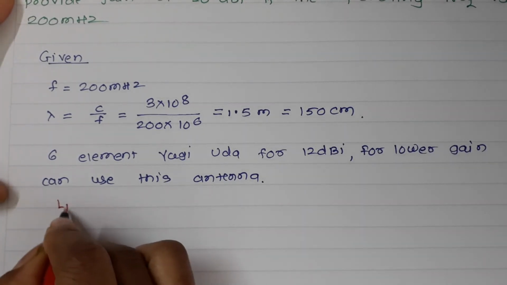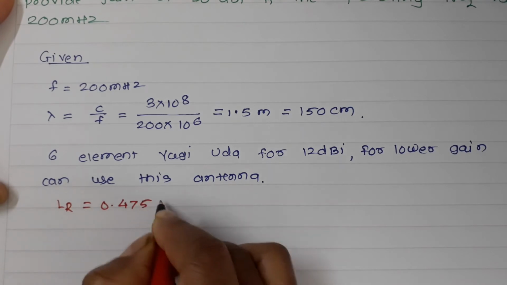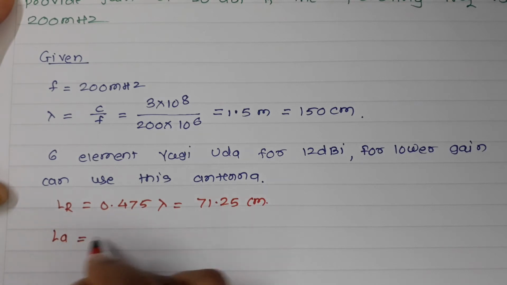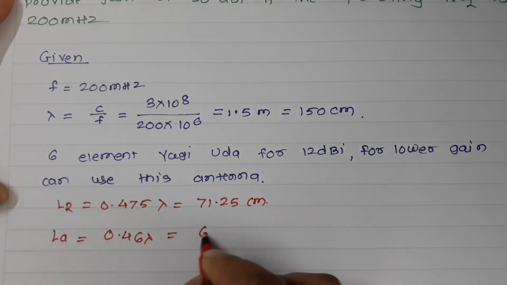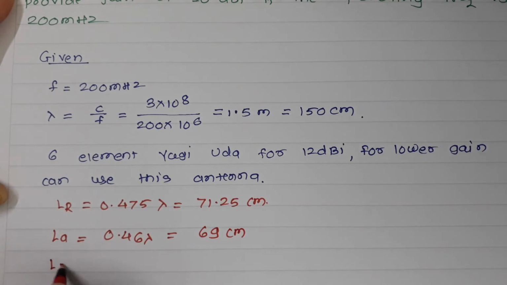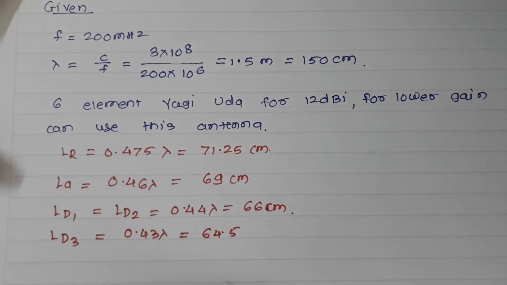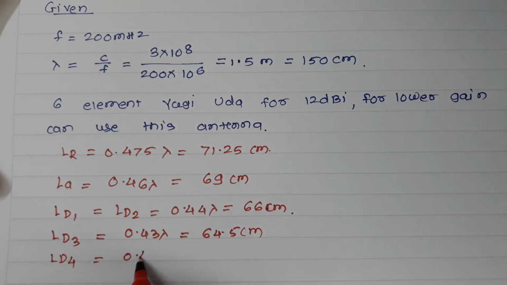So here LR is equal to 0.475 lambda, which comes to 71.25 centimeters. LA is 0.46 lambda, which will be 69 centimeters. Then LD1 is equal to LD2 is equal to 0.44 lambda, which will come to 66 centimeters. LD3 is equal to 0.43 lambda, which comes to 64.5 centimeters. LD4 will be 0.40 lambda, which comes to 60 centimeters.